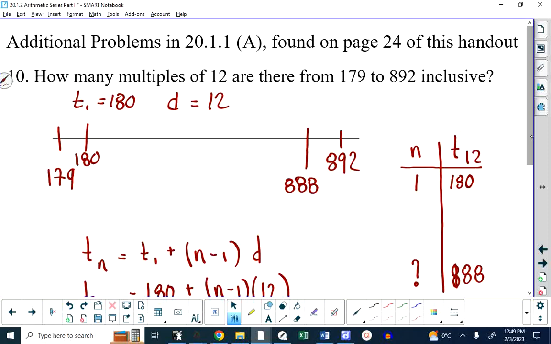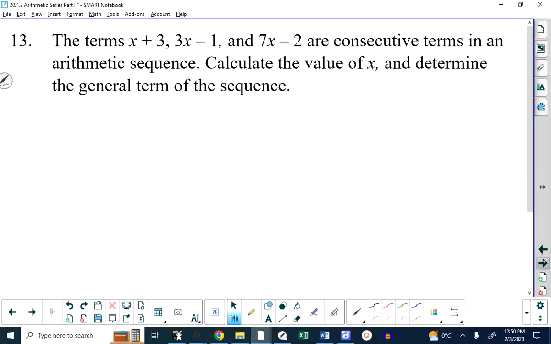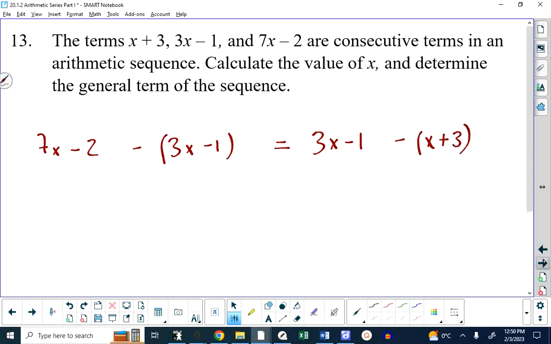Okay, one more question. Go ahead. 13. 13 in the handout? Okay. So this is like one of the examples that we did. Basically, if you take the third term and subtract the second term, you have to get the same thing as taking the second term and subtracting the first term. All right? And those brackets are crucial. They're necessary, right? So you take the third term, which is what's underlined here, and subtract the second term, which is what's underlined there. Then you take the second term, which is this, and you subtract the first term. Does that look okay, everyone? All right.